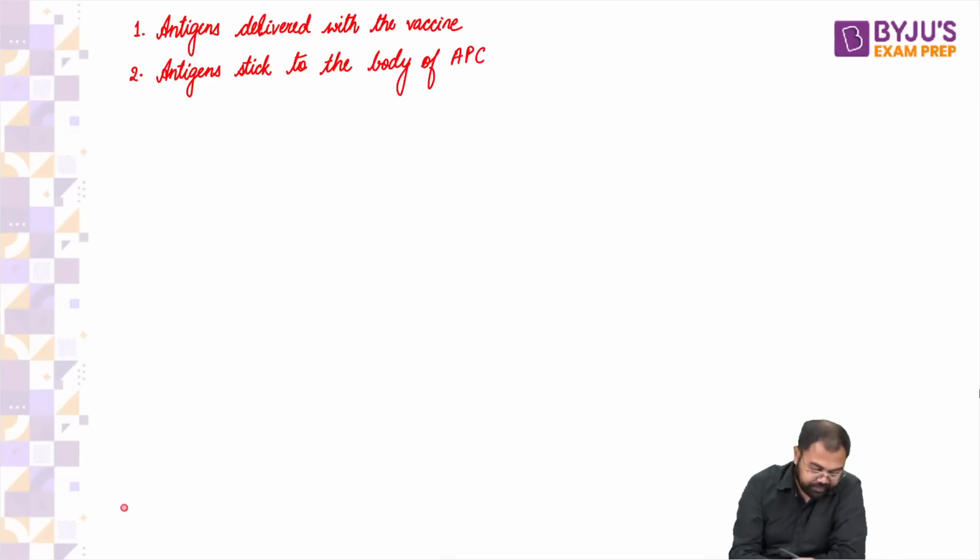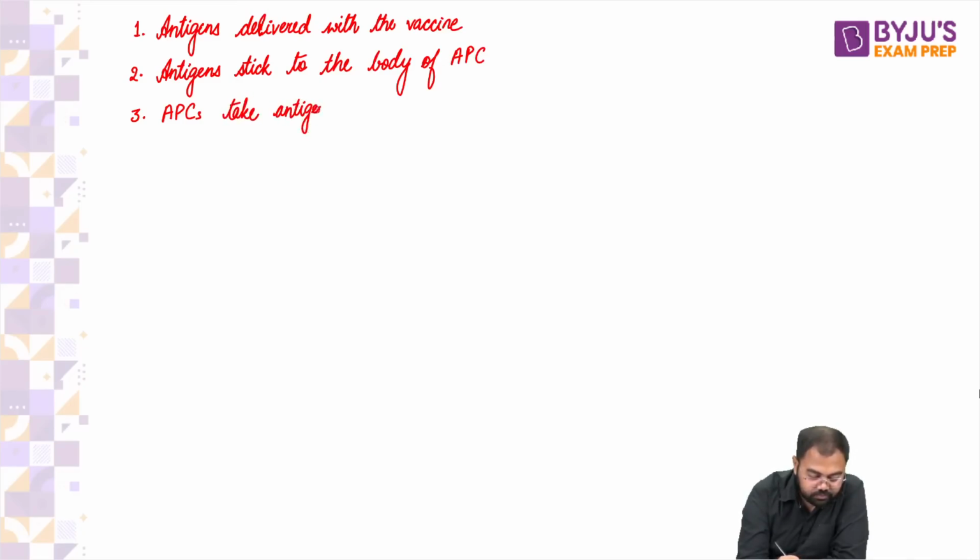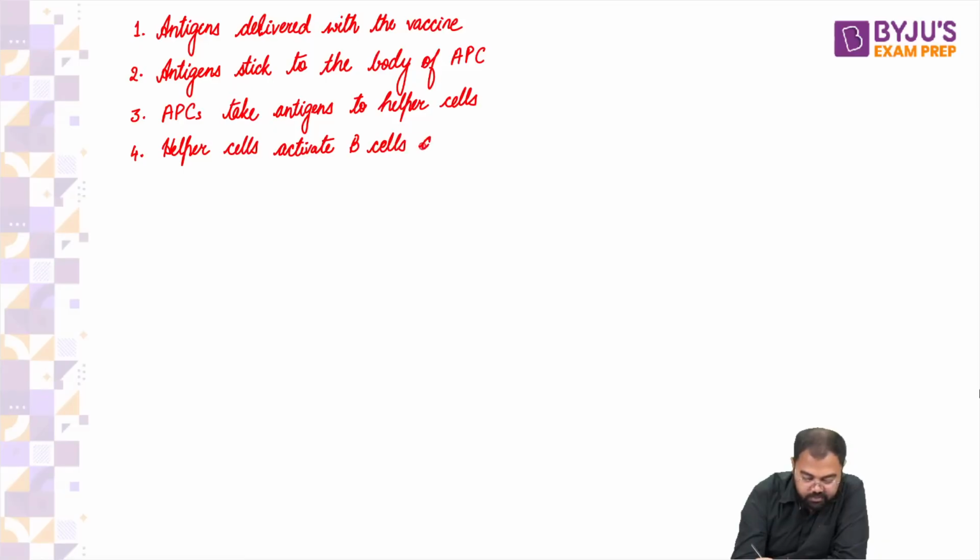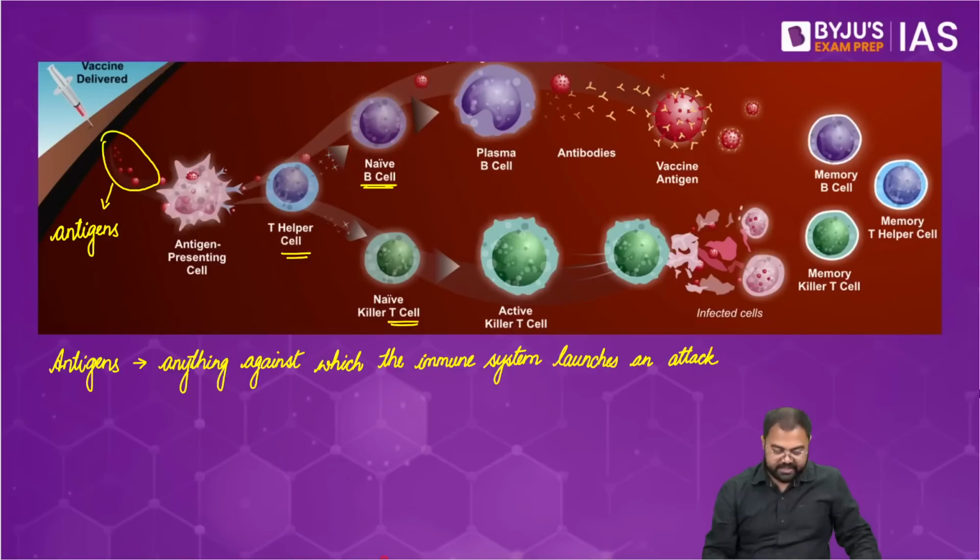The next step is that APCs take the antigens to helper cells, which activate B cells and T cells. Right? Helper cells would activate the B cells and the T cells.